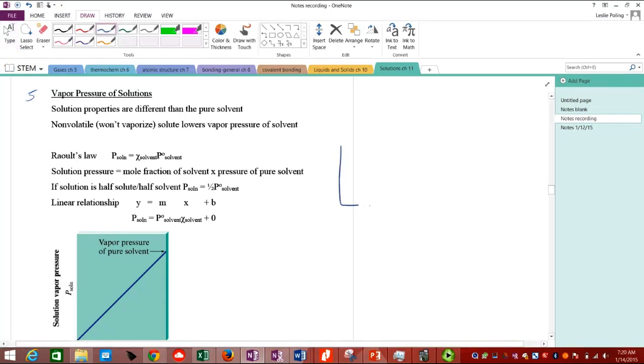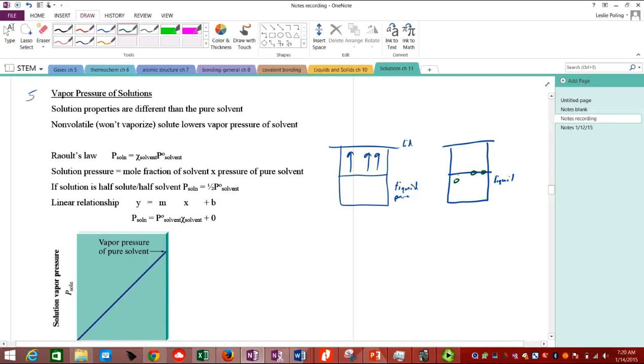So I'm going to draw you another horrible picture. Okay, so there's our liquid. It's got a lid. If it's just the pure liquid, everything at the surface can vaporize. Now we have our liquid, and again, it's got a lid on it. And now we put some solute in it. There's solute at the surface, preventing solvent from vaporizing.